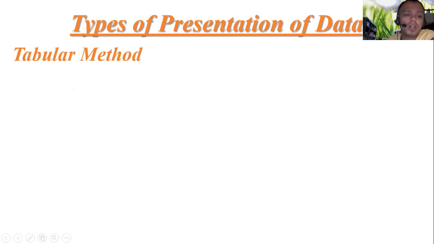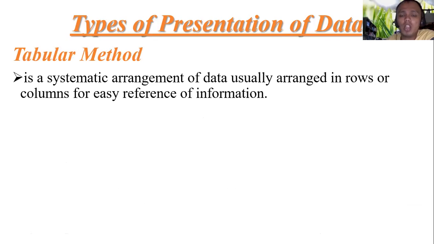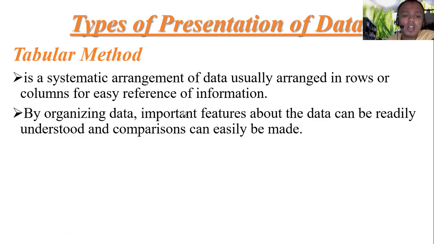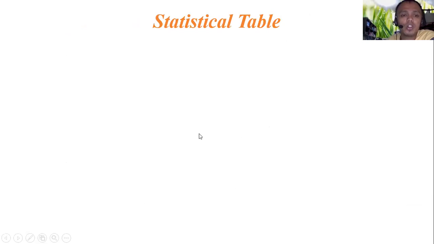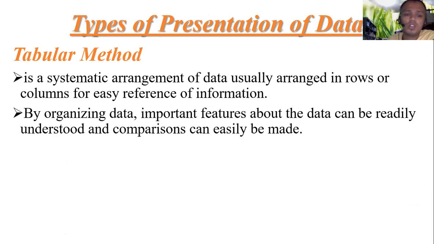Then tabular method naman is a systematic arrangement of data usually arranged in rows or columns for easy reference of information. By organizing data, important features about the data can be readily understood and comparisons can easily be made. Okay? So example of ito, no? That is for tabular method, no? So madali siyang ma-compare at saka madali siyang maintindihan sa tabular method. Okay, and also arranged in rows and or columns.